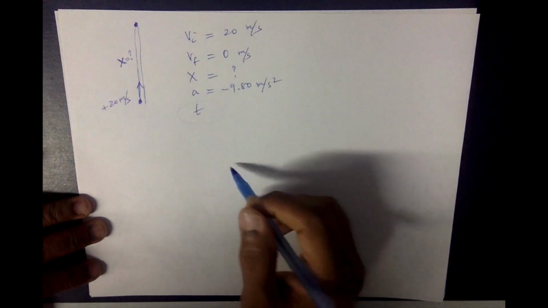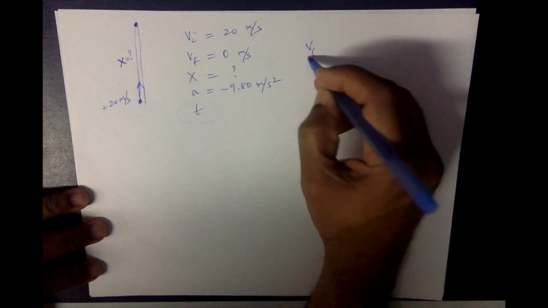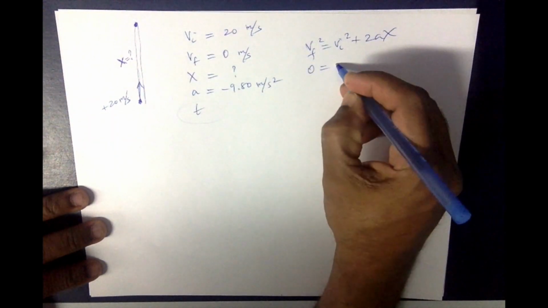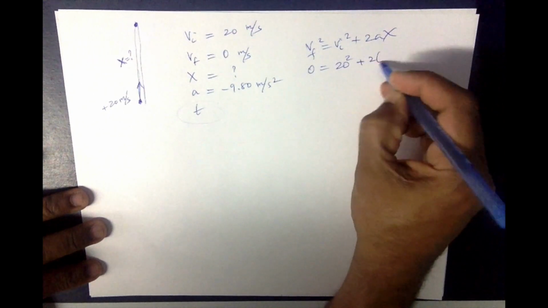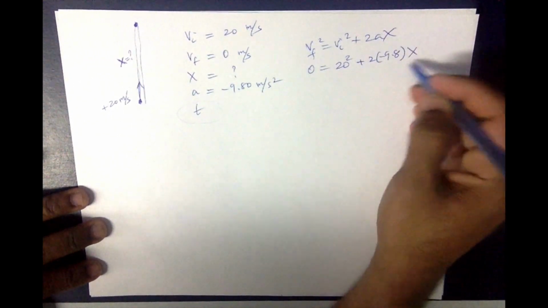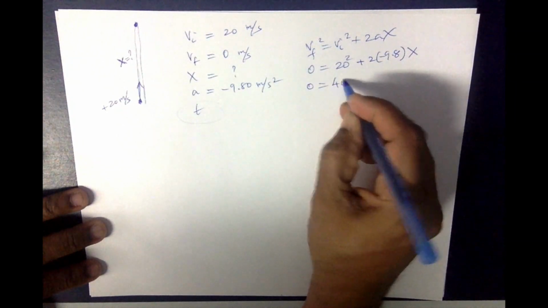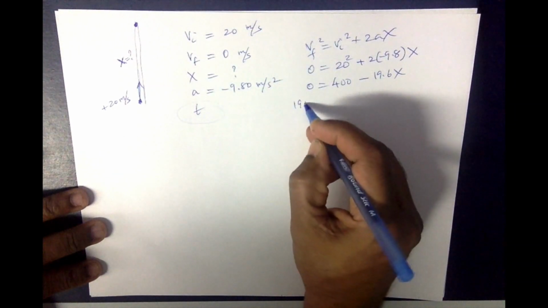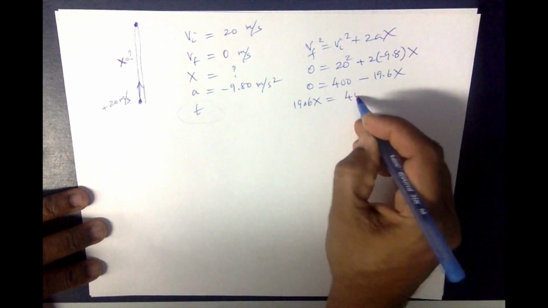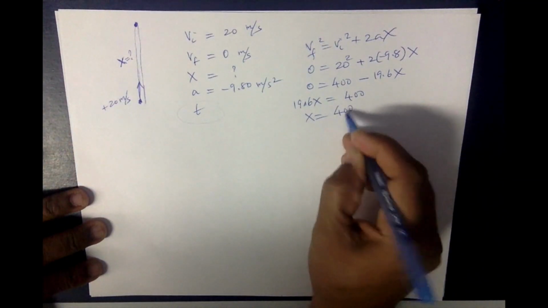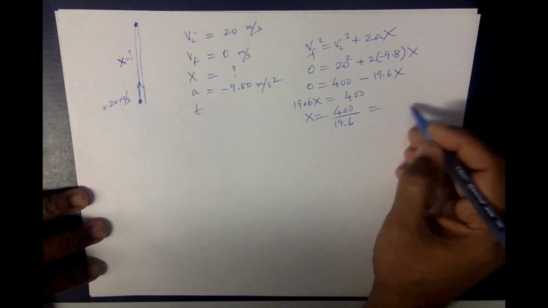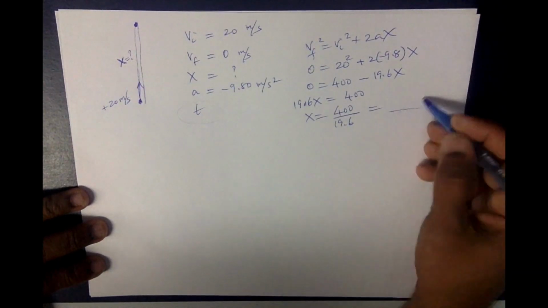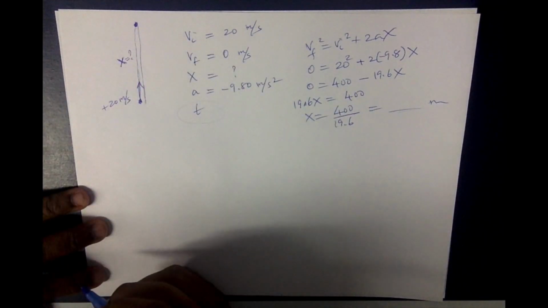So how high does it go is the question. Therefore we have to pick an equation which does not have time, which is vf squared equals vi squared plus 2ax. Vf squared is 0, equal to vi squared, which is 20 squared, plus 2 times negative 9.8 times x. So it becomes 0 equals 400 minus 19.6x. Add 19.6x to both sides. That will give you 400. X equals 400 over 19.6, which is a little more than 20 meters, say 21 meters something. So that is how we find out how high it went.